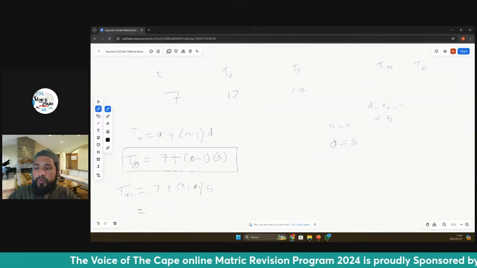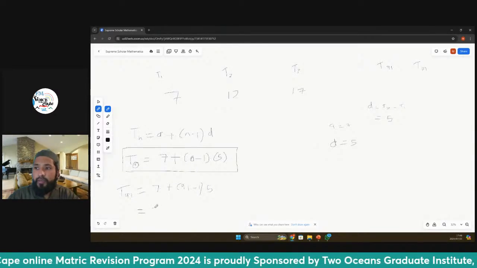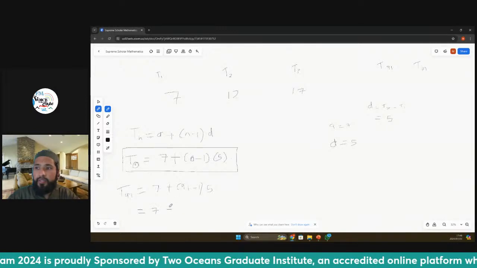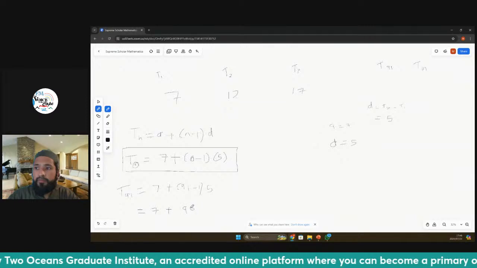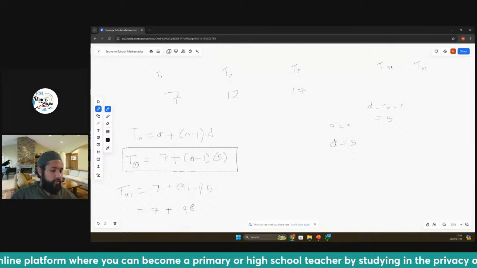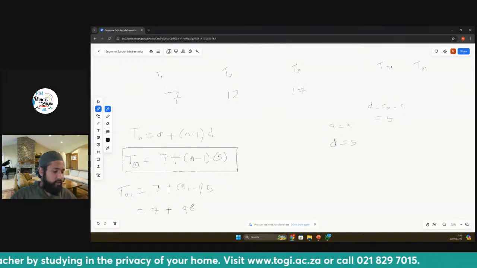And then we can do the calculations. 91 minus 1 is 90. 90 times 5, you could do the calculation, right? 7 plus 90 multiplied by 5. What is that? Just get a calculator. My brain is a little bit lazy right now, so I'll just use a calculator.